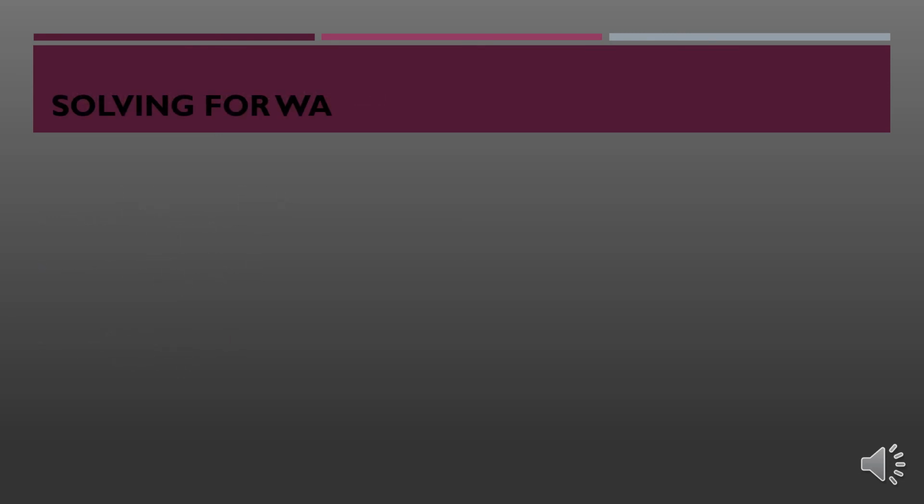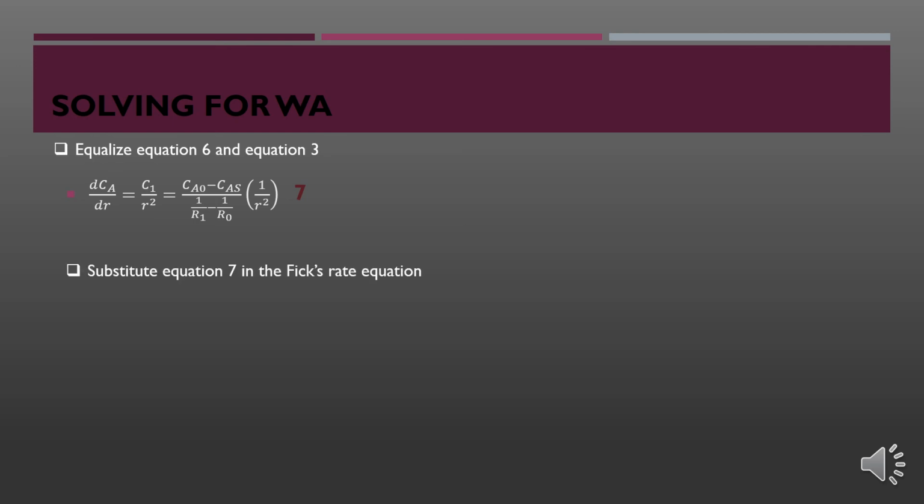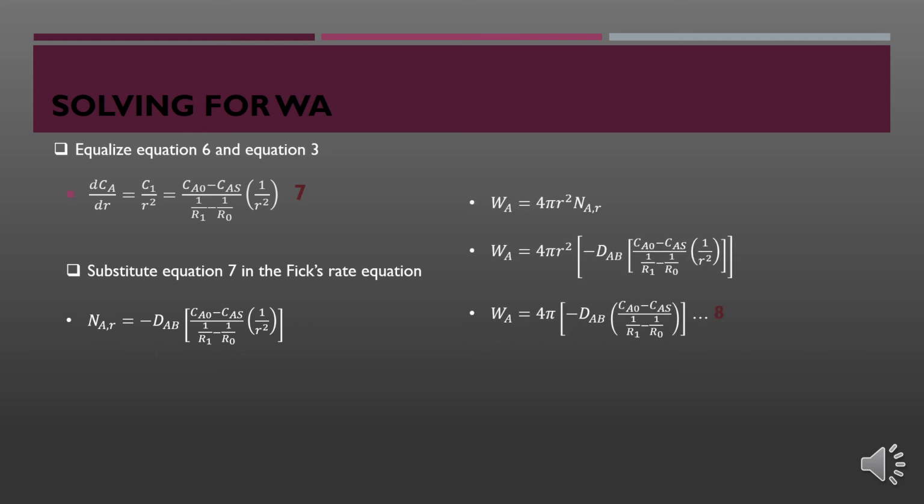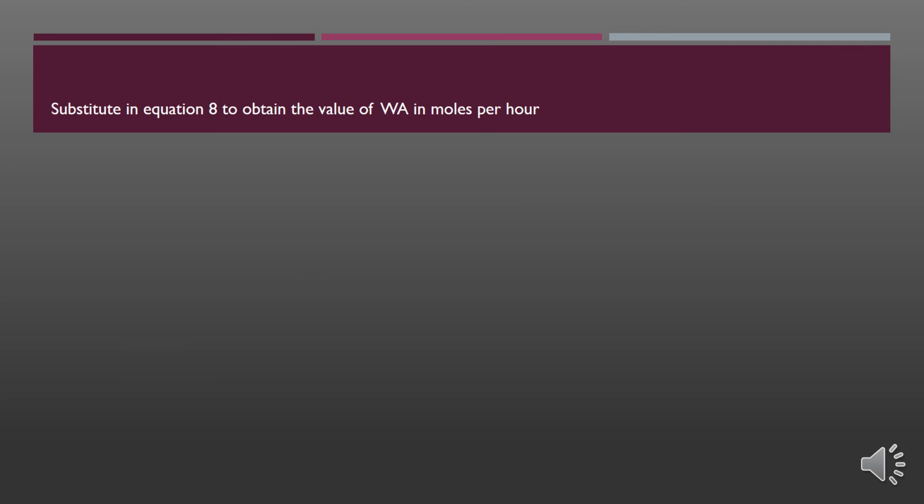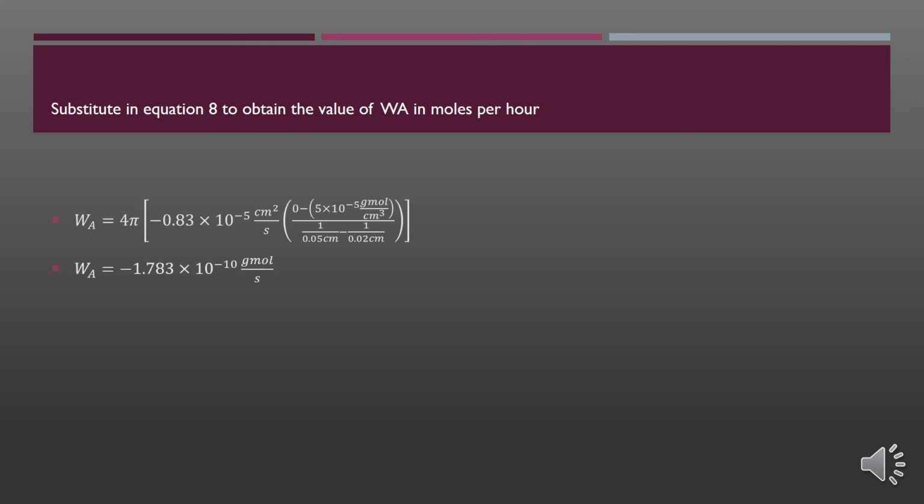Now solving for WA, the rate of absorption, we have to equalize equation 6 and equation 3 to get a new one that will be the 7th equation. Later, we have to substitute this equation in the flux equation to obtain the mass transfer, the total mass transfer that is in the process. Then with the rate formula, we can obtain our last equation. Finally, if we substitute the given values in equation 8, we can obtain the result. And the last thing to do is to convert them into moles per hour.